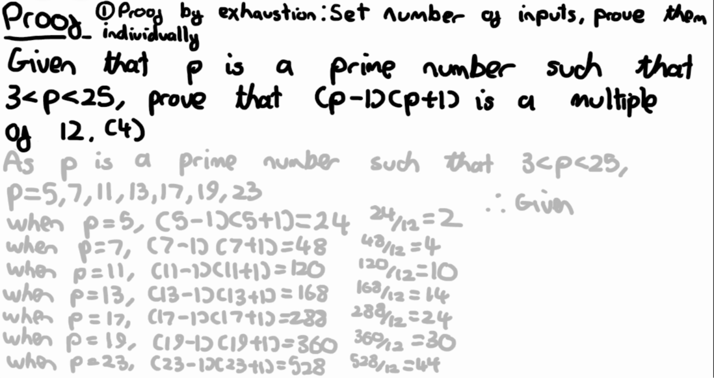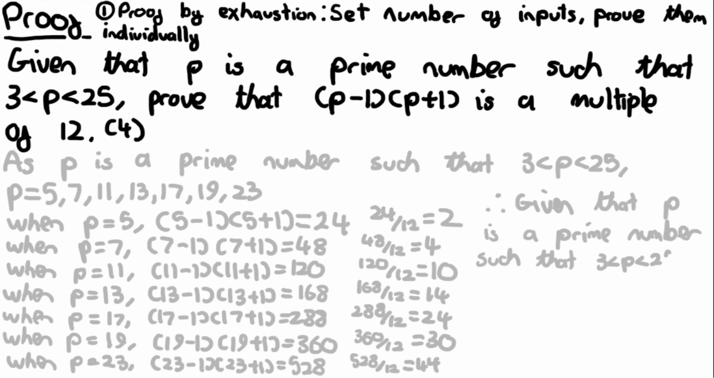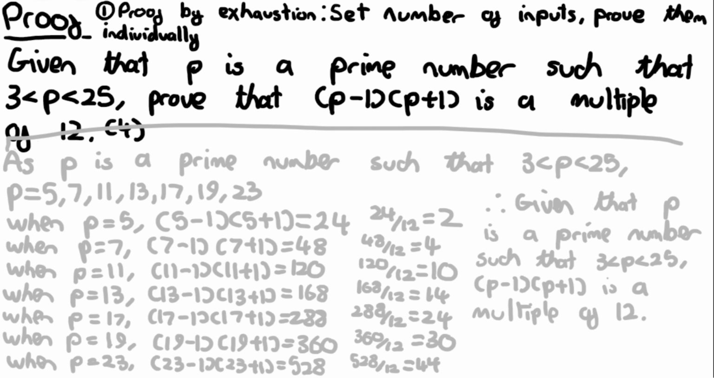given that p is a prime number such that 3 is less than p and p is less than 25, p minus 1 times p plus 1 is a multiple of 12. And then that is the answer, and that is how you write the entire full proof like that, with that statement at the end where basically you're just saying that you've done the proof.